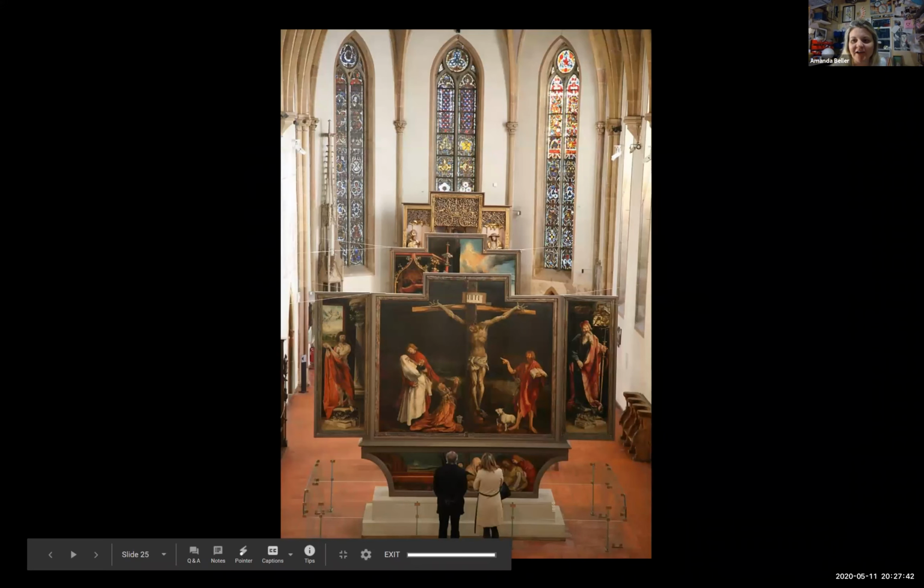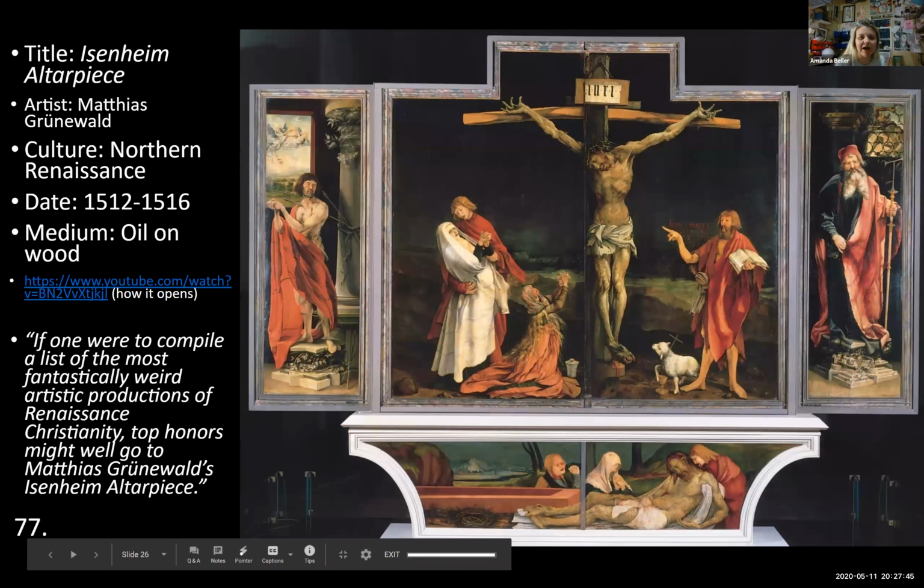Remember, this is a giant piece. The Isenheim altarpiece, Matthias Grunewald. He's typical Northern in his use of oil paint, extreme detail, symbolism, and painting on wood. That's all very typical. The thing that is atypical for a Northern piece about this work is how large it is, right? Usually, pieces from the North are smaller.